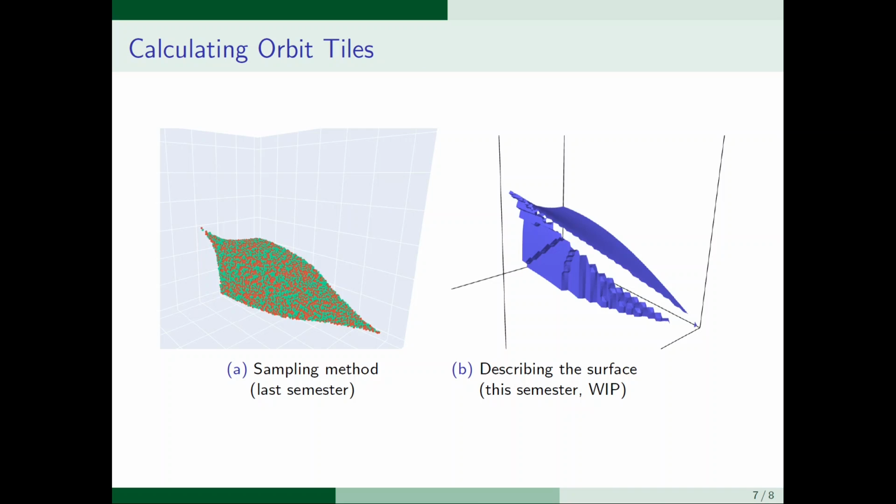In the previous semesters, we worked on a sampling method, which gives us an approximation of these orbitiles. And this semester we focused on actually describing the surface of these orbitiles rigorously. On the right here you can see things that we did at the beginning of this semester, which were a first attempt at describing the surface of these tiles. And now I will show you some of what we've been up to since then.